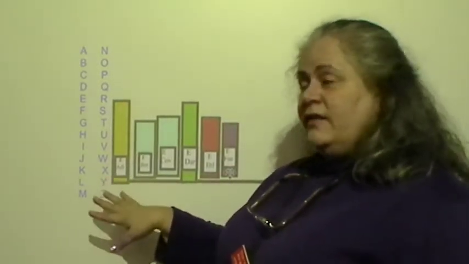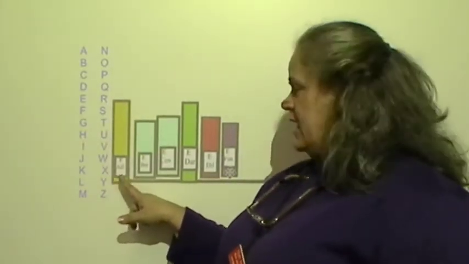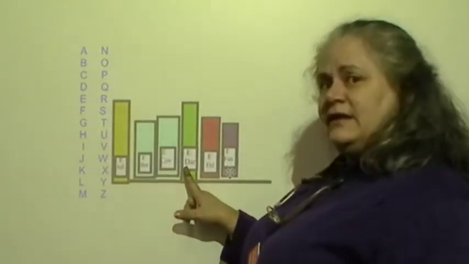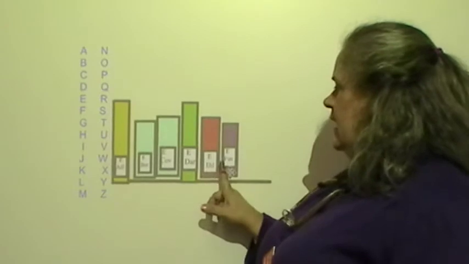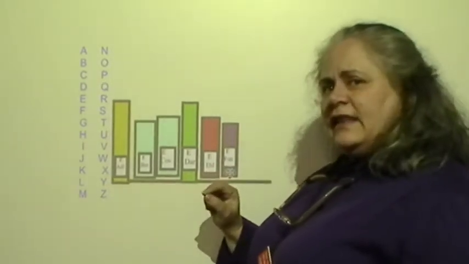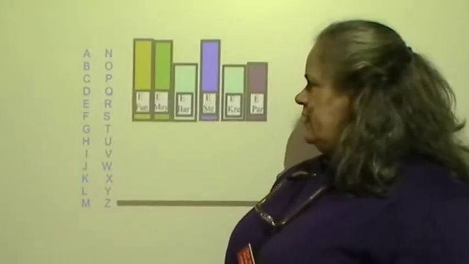This one was a very easy one because we only used the first 6 letters of the alphabet. We have the last name that begins with an A, then a B, and a C, and a D, and an E, and an F. Let's try one that's a little bit harder. There will be some gaps in the letters on this one.